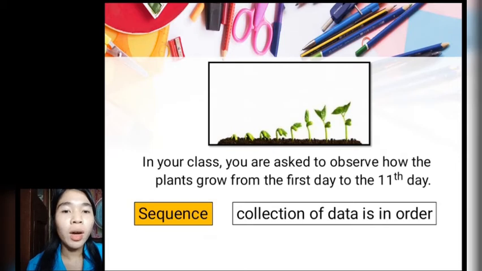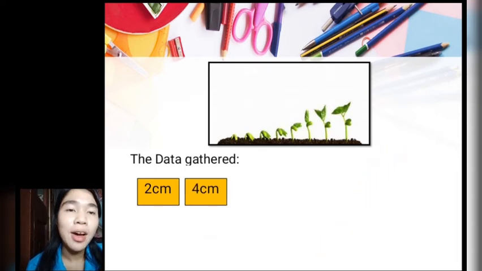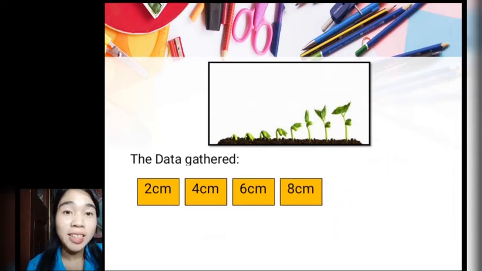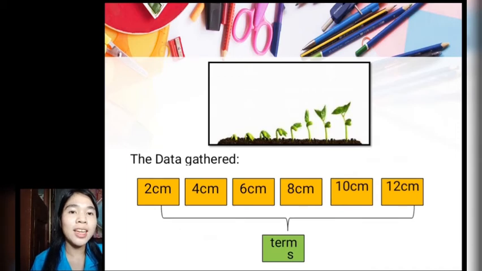Suppose that the data you want to know is the height of the plant from day 4 to day 11. The data you gathered are the following. We have here a sample of data gathered: 2 centimeters, 4 centimeters, 6 centimeters, 8 centimeters, 10 centimeters, and 12 centimeters. So these data are called terms of the sequence. Now let's proceed to the next.